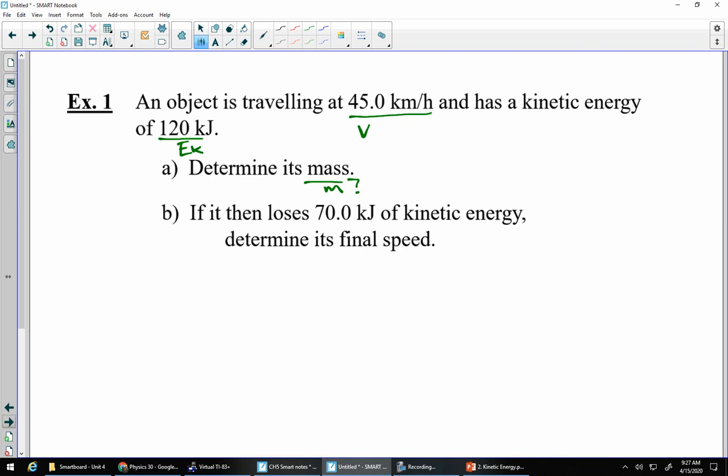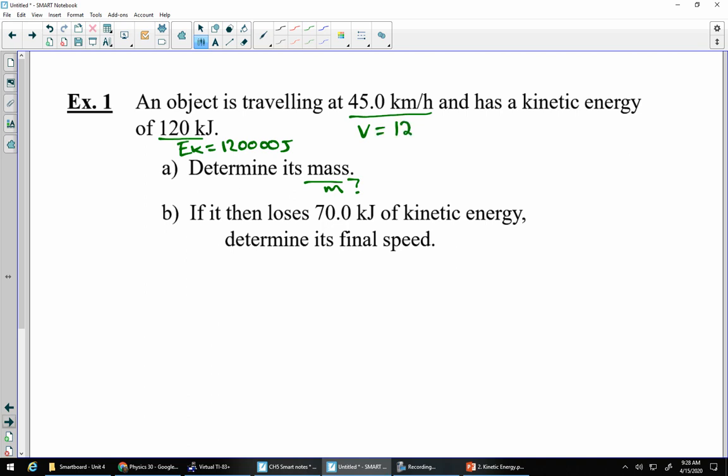Anybody notice anything funky about this question right off the bat? Those units, hey? Kilometers per hour and kilojoules. We don't really want that. So EK, let's change that into 120,000 joules. And then 45 kilometers per hour. If you're using the shortcut, just know, because remember the magic number for kilometers per hour to meters per second is 3.6. Just know when you're multiplying and when you're dividing. If you're using conversion factors, it's a little bit easier.